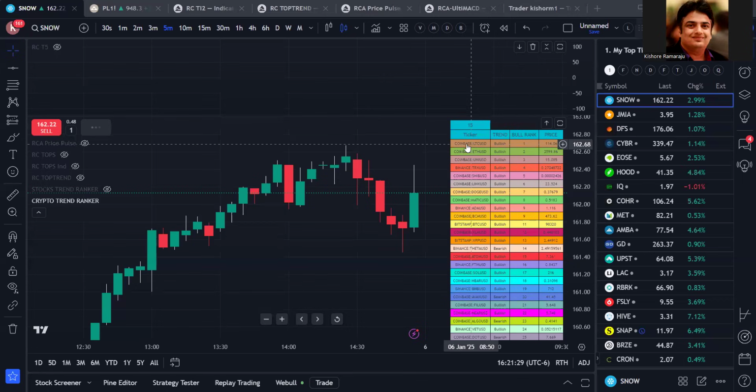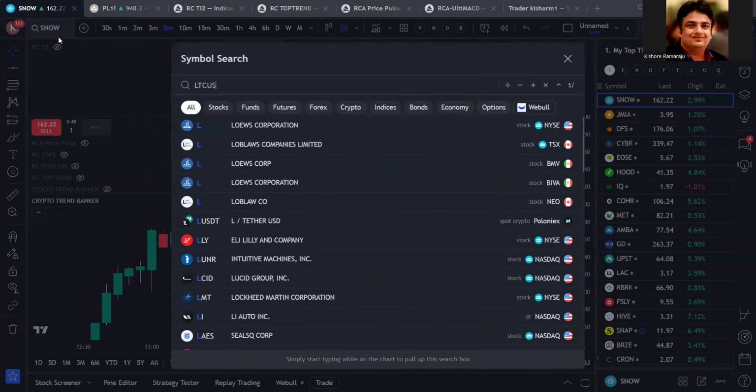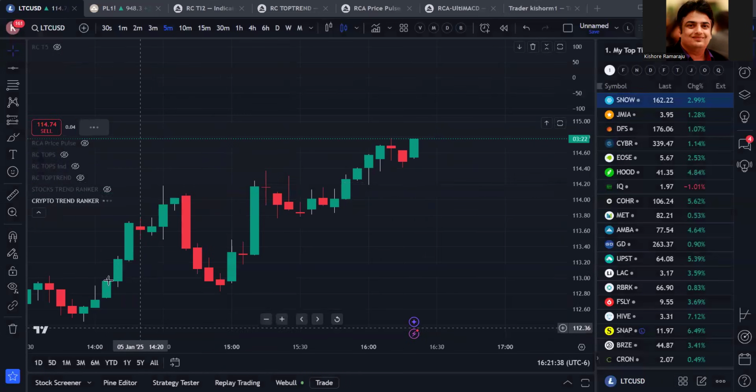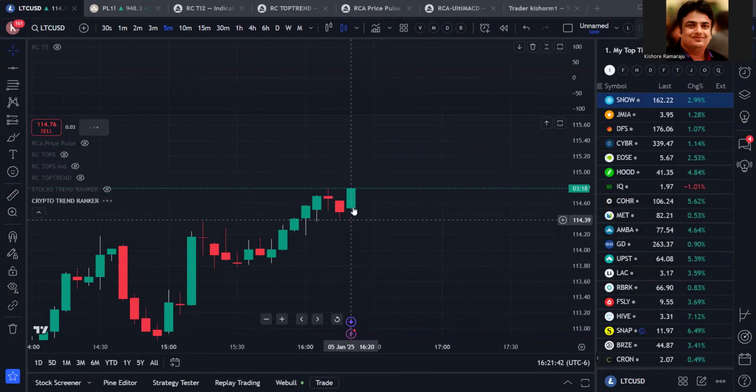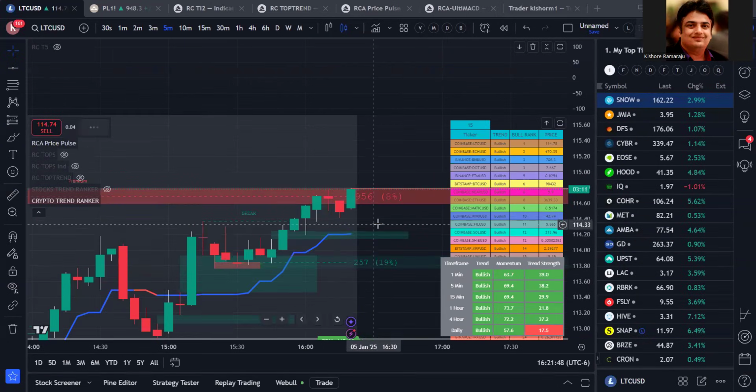Okay, this LTC USD is very bullish. ETH USD is very bullish. So this one is looking very good. So again, if I want to know until which point it can go, I can just enable my price pulse.